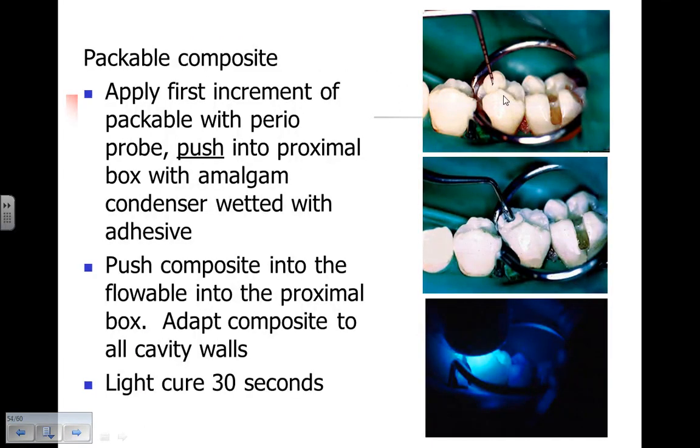So we've done our flowable in the proximal box and we're placing our first increment of composite. I'm adapting it with my condenser. When I've built it up to the axiopulpal line angle, I now light cure. The light should be at right angles and as close as possible. Now I put in my second increment and adapt it and shape the restoration and light cure it for an additional 30 seconds.